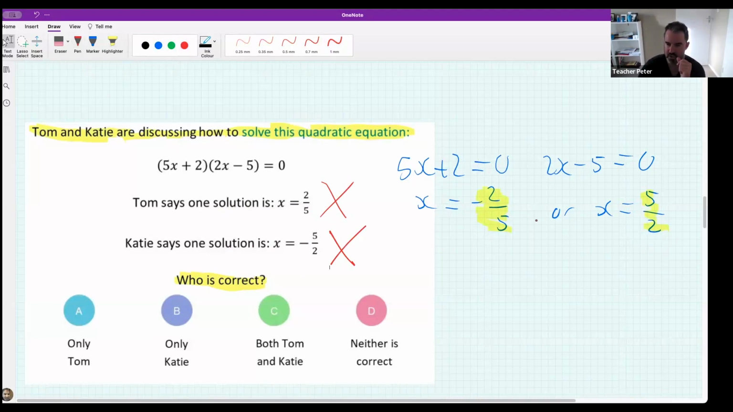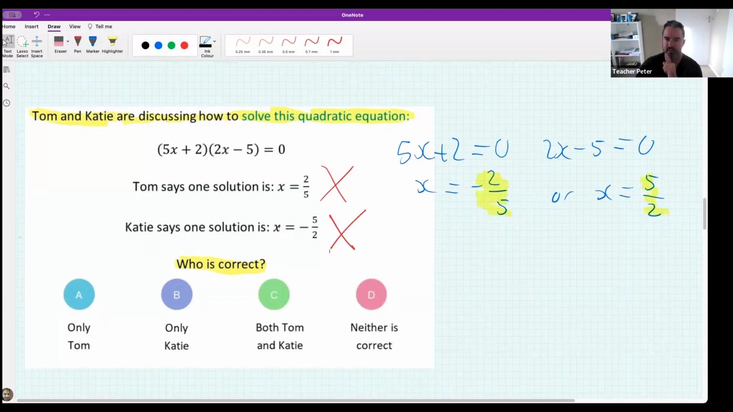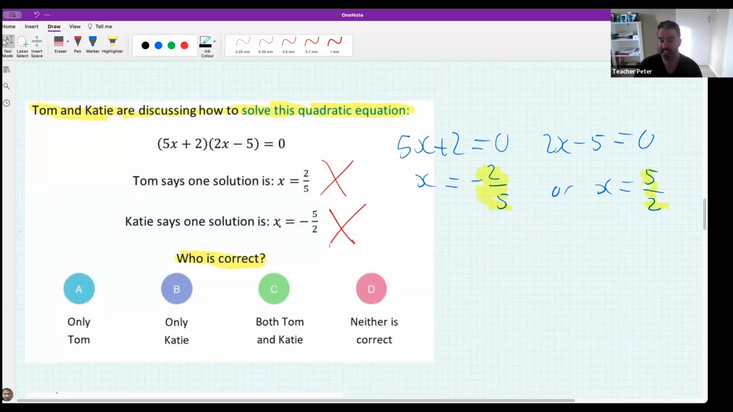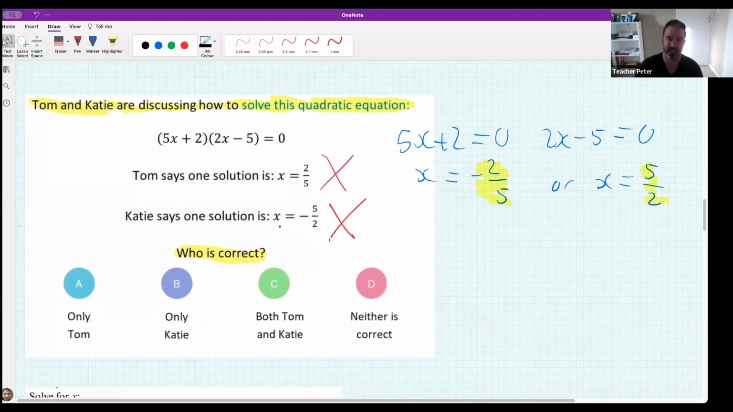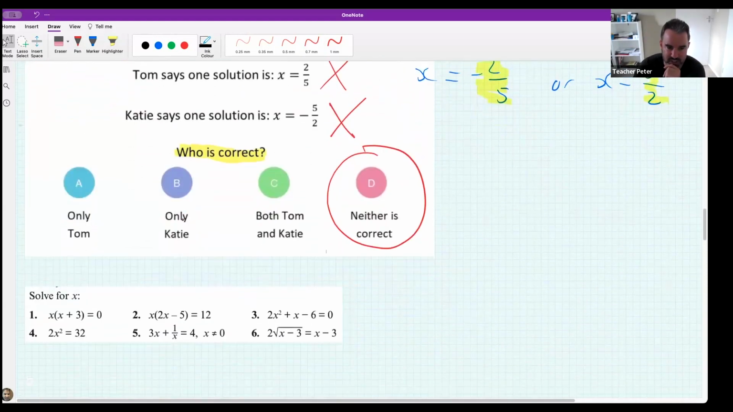So which option is going to be correct here? Is it going to be A, B, C, or D? Unfortunately, neither of them is correct here. And so the answer for this question is D. Okay, that was quite a tricky way of presenting it, but I think also helpful as we start to think about these questions in more detail.